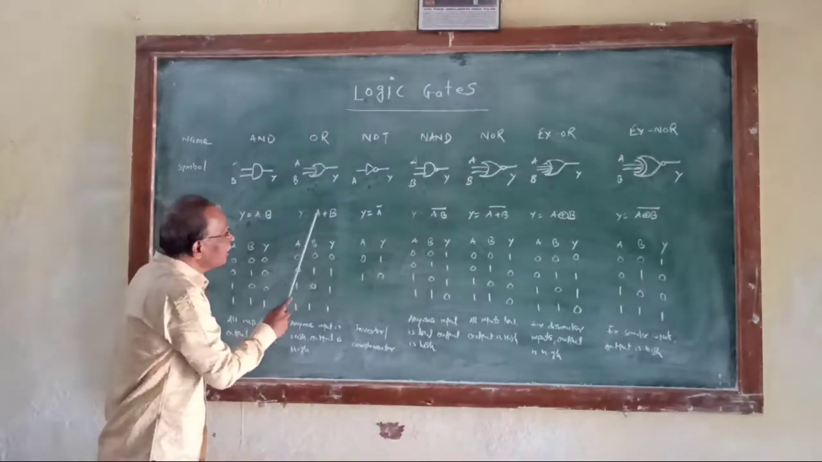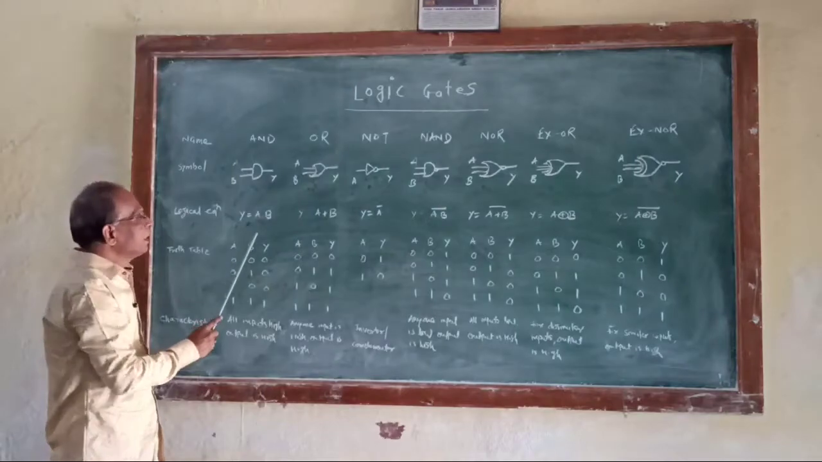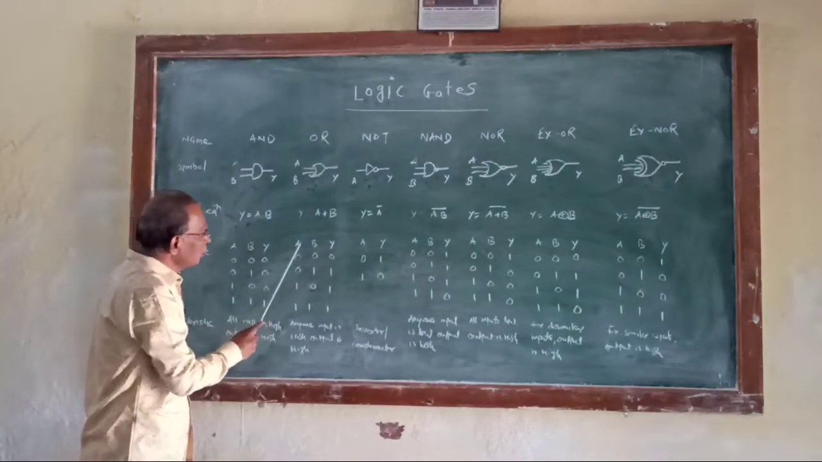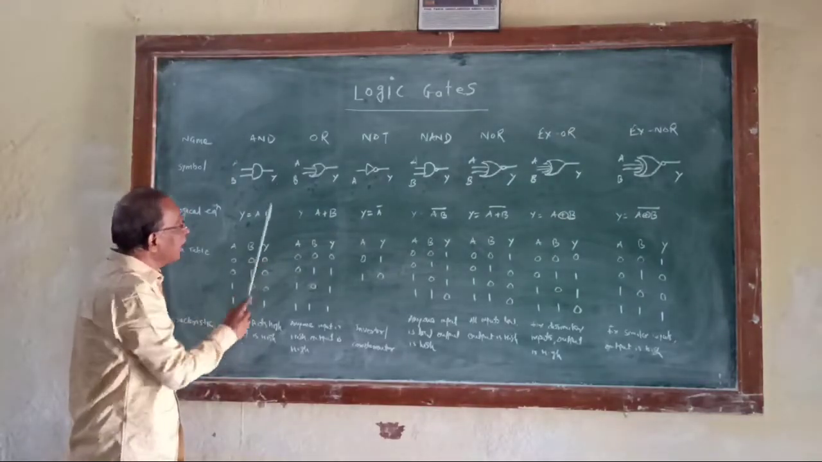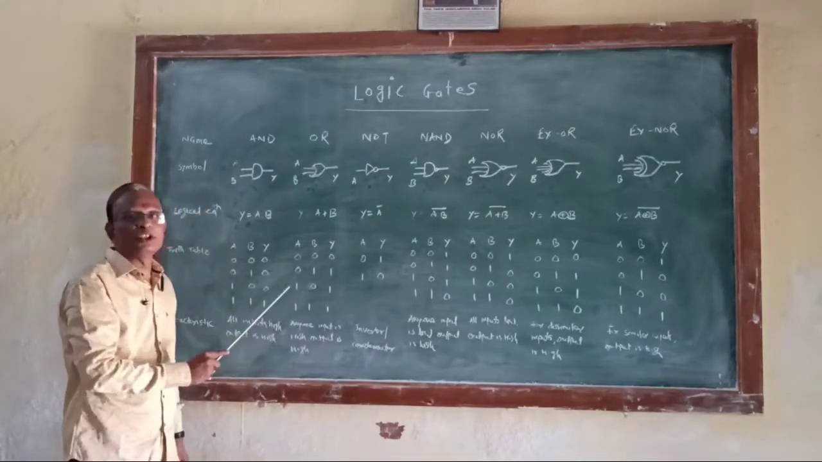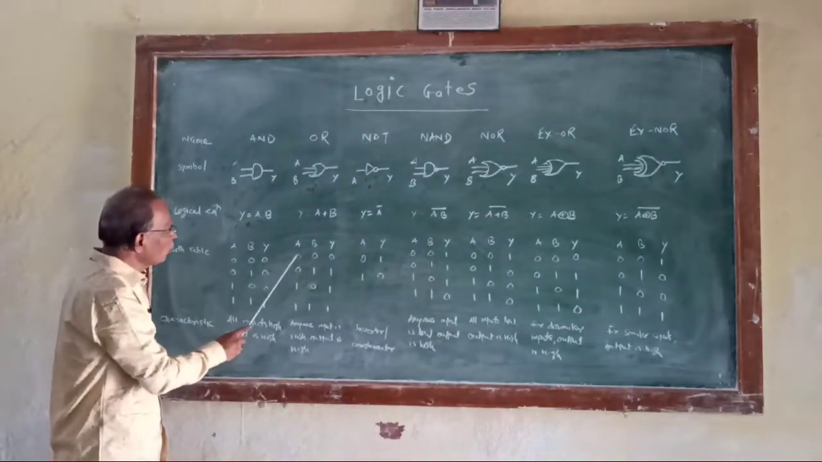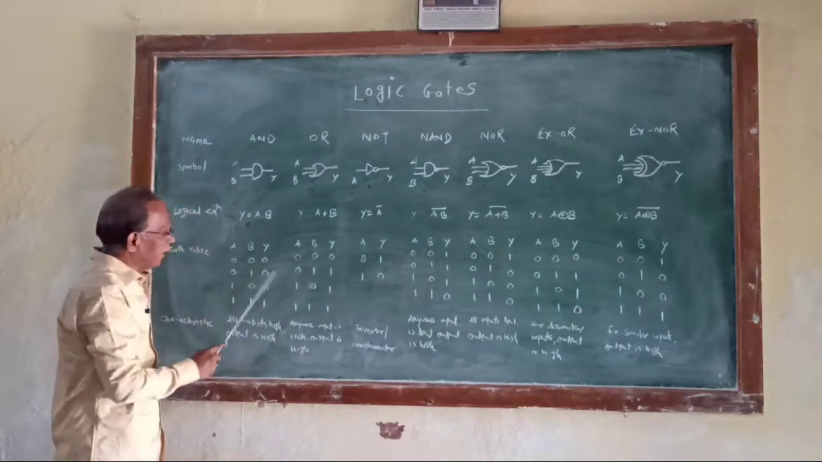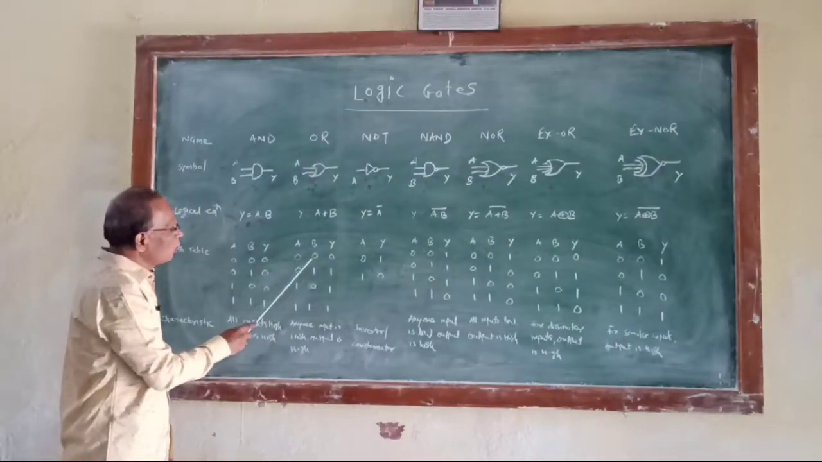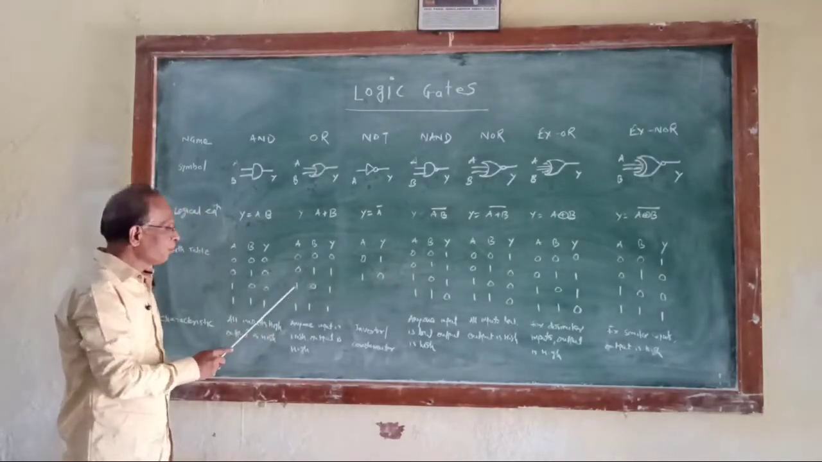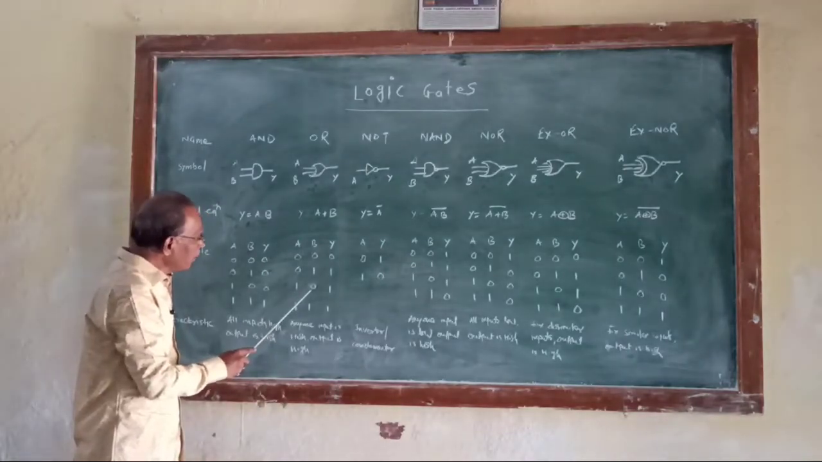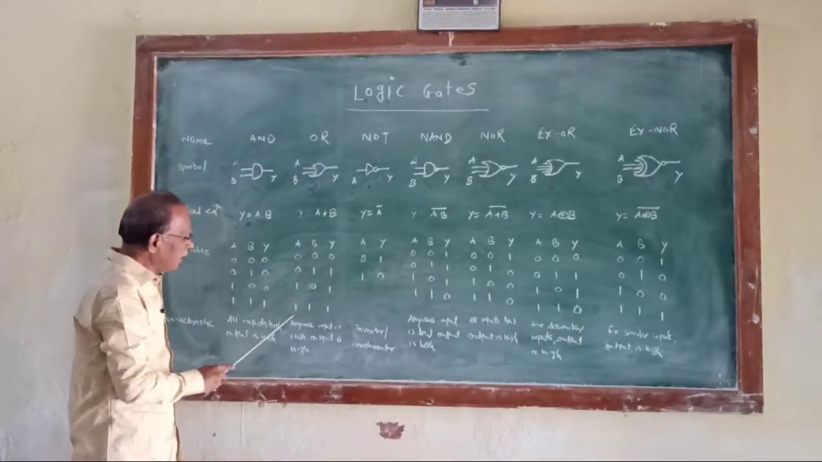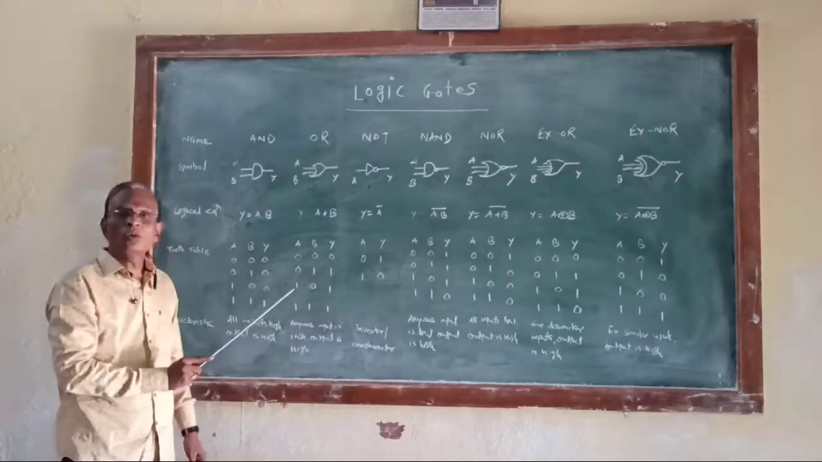So as this logical expression says, if you put all the possible input combinations to this gate, you will get the output which is shown here. So this is the truth table for the OR gate. When A is 0, B is 0, Y is equal to 0. A is 0, B is 1, Y is equal to 1. A is 1, B is 0, Y is equal to 1. A is 1, B is 1, Y is equal to 1.